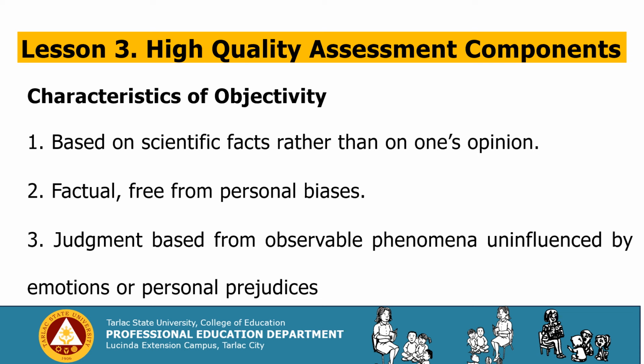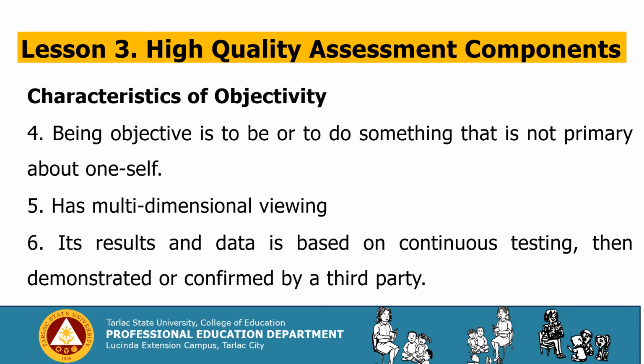These are the characteristics of objectivity. Number one, based on scientific facts rather than on one's opinion. Number two, they are factual, free from personal biases. Three, judgment based on observable phenomena and not influenced by emotions or personal prejudices. Number four, being objective is to be clear or to do something that is not primarily about oneself. Five, has multi-dimensional viewing. Number six, its results and data are based on continuous testing, then demonstrated or confirmed by a third party.